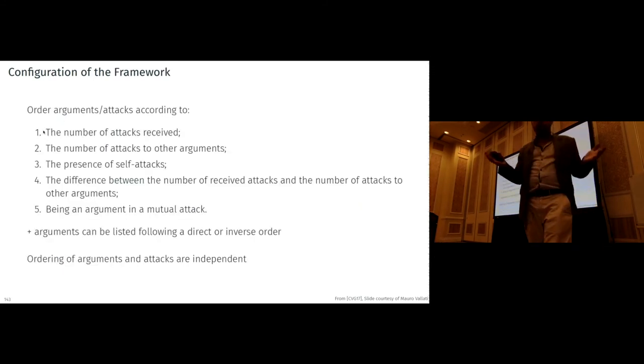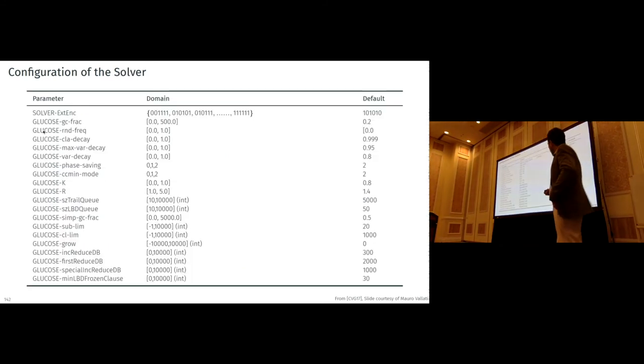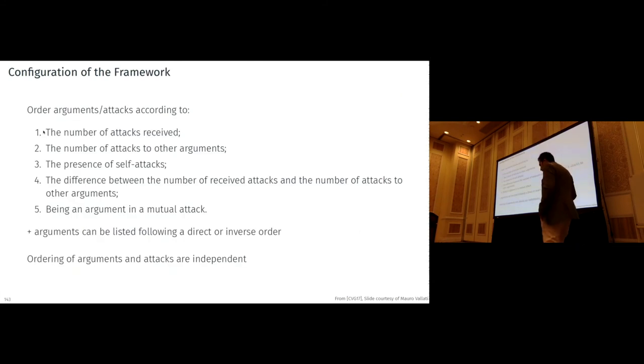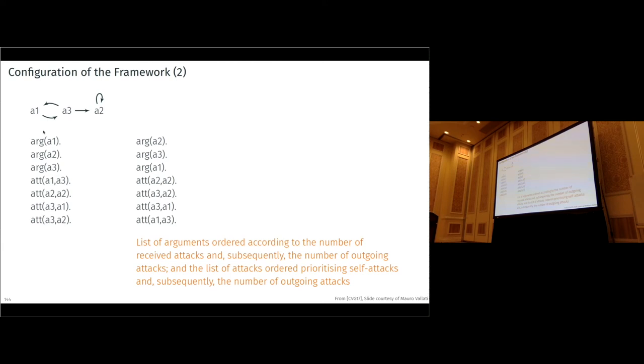configured our overall framework on the basis of all the possible parameters here. Not only about the algorithm, not only about the solver itself, but also the input that we are giving to the solver can be configured. So the input file is something along those lines, like this is in the Aspartix format, where we have this Dung's argumentation framework, A1 and A3 mutually attacking, A3 attacking A2 that is self-defeating, and then this will be transformed into this piece of text file.